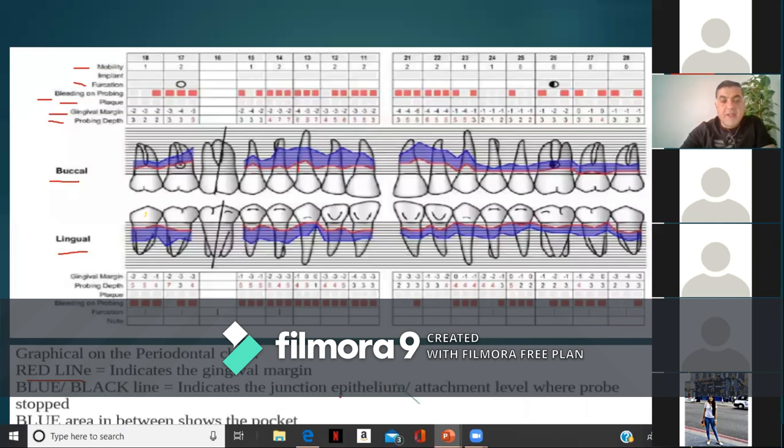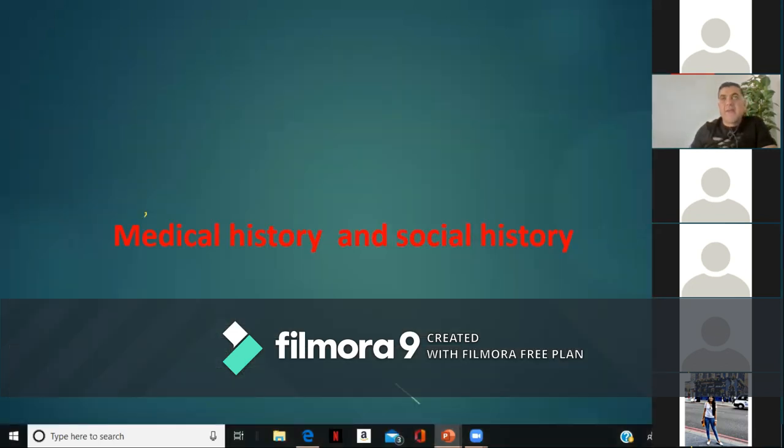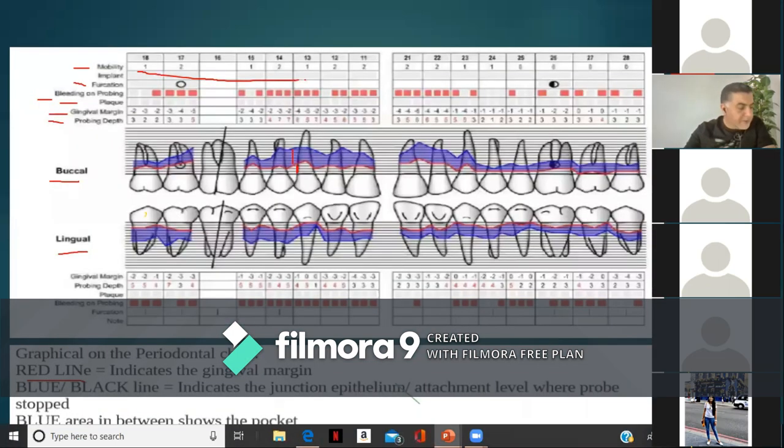A black or blue line indicates the junctional epithelium. Okay, see, this is the junctional epithelium. This blue area will tell you about the pocket, and here will tell you about the recession area. Everything will be recorded here. All the details will be here. It's quite exhausting and annoying. I don't like to do it, but instead, if the patient needs maintenance, we refer them to the hygienist.